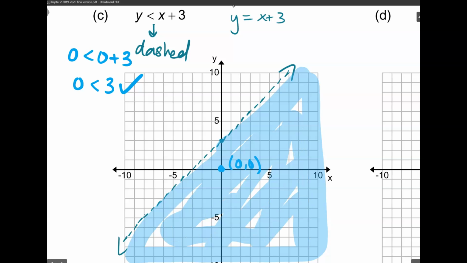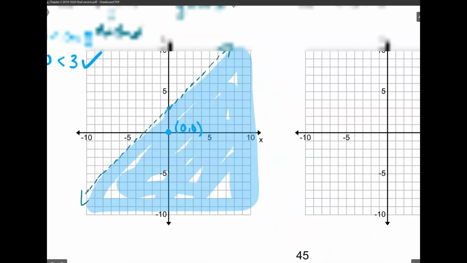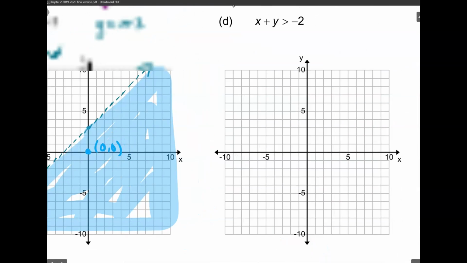Perfect. Okay. Just going to continue on. Let's try the next one.